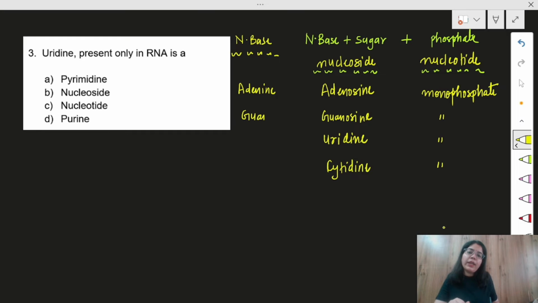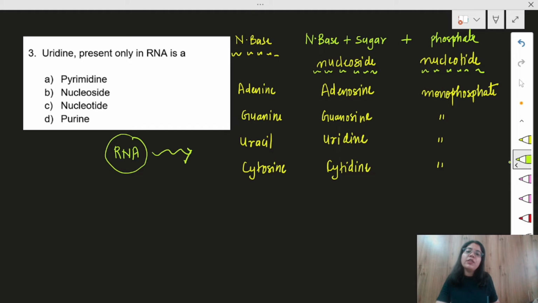Here, guanine. Here, uracil. Here, cytosine. If you attach a sugar also, the name will change. If you attach a phosphate also, the name will change. And these are the names for what? These are the names for RNA, right? I have just written everything which is there in RNA.